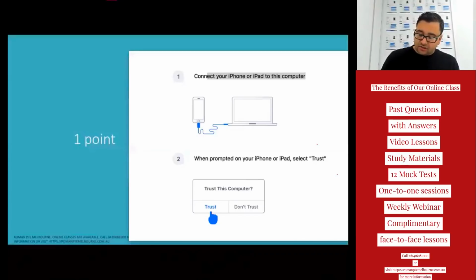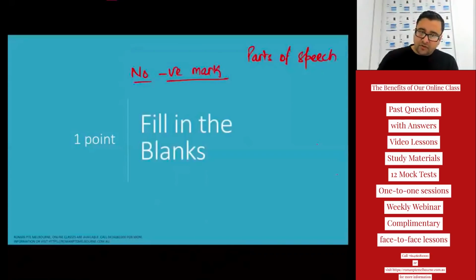And in order to answer this question, you have to know at least 3 things. You have to know what the parts of speech are. Then you have to know about collocations. And you have to know about phrases. But most importantly, you have to know about parts of speech for this question type.